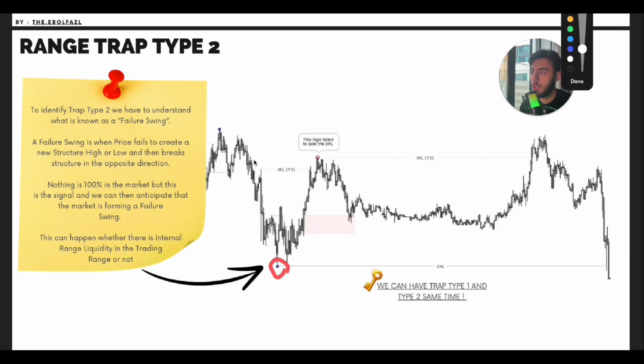Now you're going to draw all of the internal liquidity that you have, and then give them a number: 1, 2, 3, 4, 5. Then you're going to take a look at the first internal liquidity and ask yourself, does the first internal liquidity make a connection with the second one? By a connection, I mean equal high or equal low.